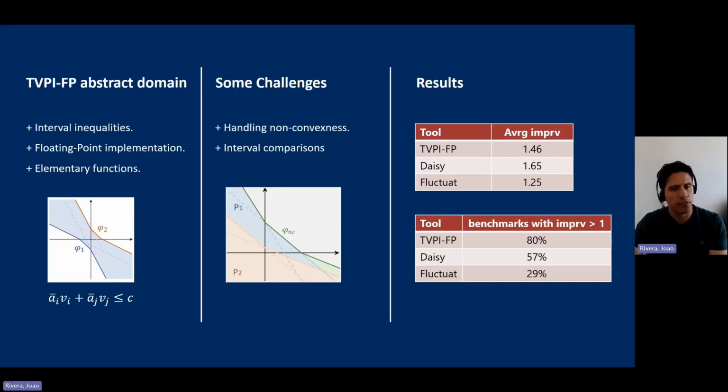And thanks for listening. This concludes my presentation. And just as a reminder, what I presented is TVPI-FP, an abstract domain for the analysis of floating-point programs, which allows interval inequalities. It is implemented using floating-point, and it supports elementary functions. I presented also some of the challenges that we encountered when we designed and implemented this abstract domain, and I showed an evaluation compared to similar tools in the literature.